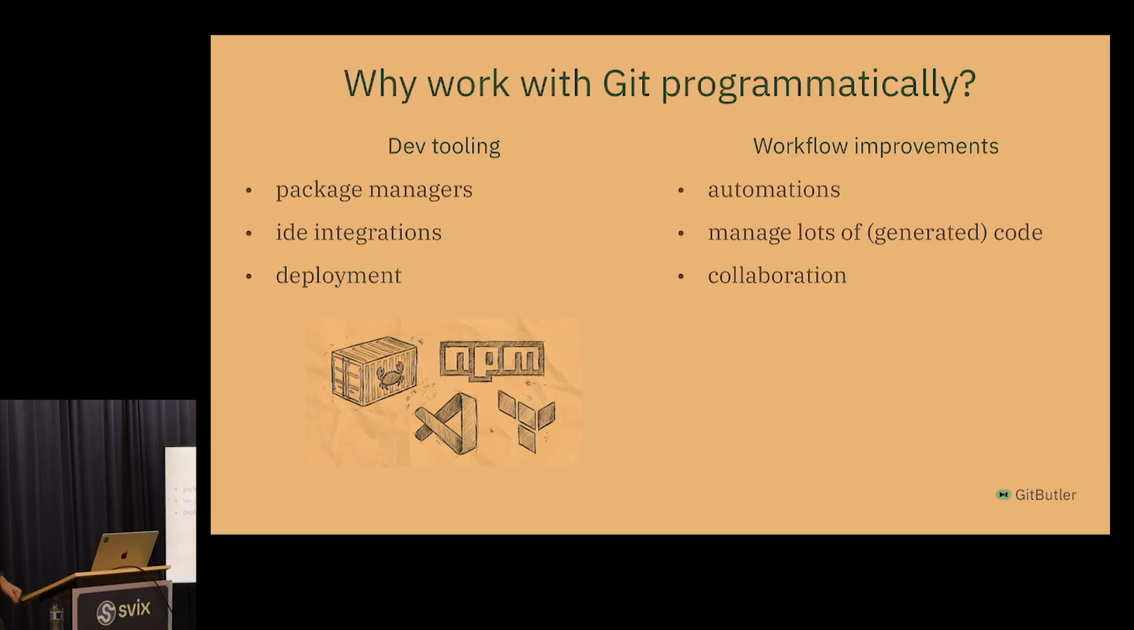So why would you want to do this? Why do you want to do Git stuff in a script or in a program? You're either doing some developer tooling like a package manager, if you are Cargo or NPM, or an IDE integration, some kind of VS Code plugin, or if you're doing infrastructure as code and pulling code from a repository, you want to programmatically trigger Git operations. Also, if you want to build various automations in your workflow of any kind, manage generated code, if you're a GitHub or one of those forges, and you want to facilitate collaboration, you may want to do this.